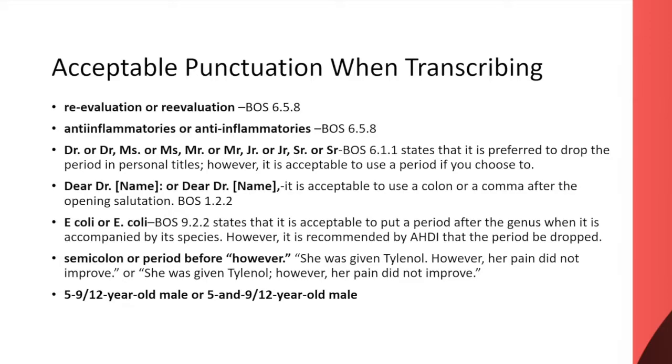Semicolon or period before however. This mixes up people sometimes. Both ways are usually acceptable. So if she was given Tylenol, period, however, her pain did not improve, or she was given Tylenol, and you can use the semicolon here, however, her pain did not improve, because the part where it says however, her pain did not improve is closely related to she was given Tylenol. They're not talking about two totally different things.